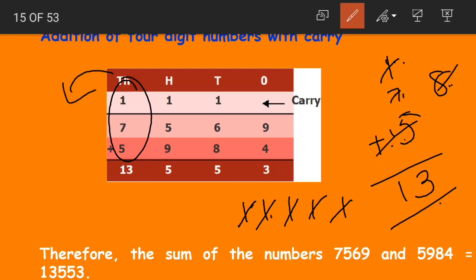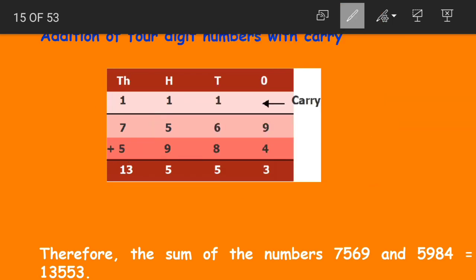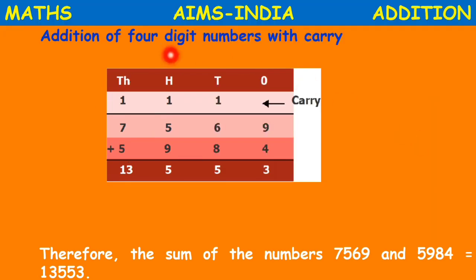Now again after thousands we are having no digits here, right? These are the last digits in the given question. So we'll write both the numbers as it is. If we had any numbers here like 9 and 5, we would have carried this one to the next place. Okay, now this is how we add 4-digit numbers with carry.